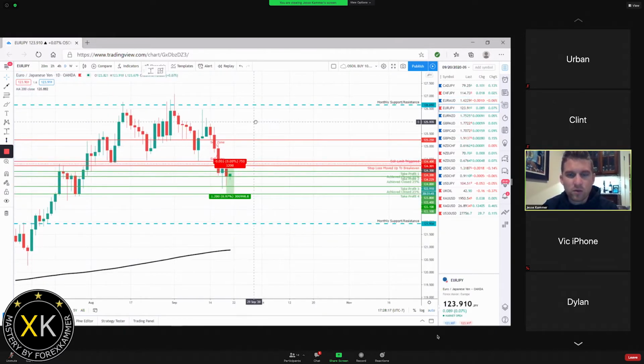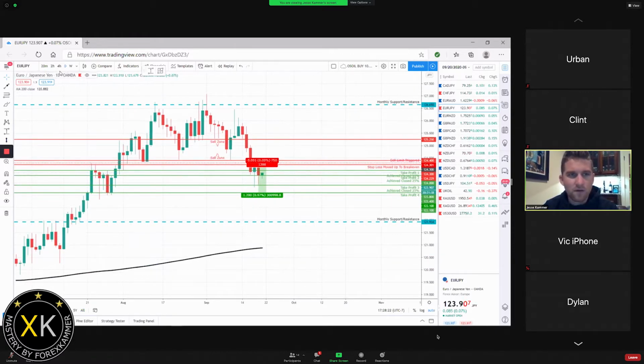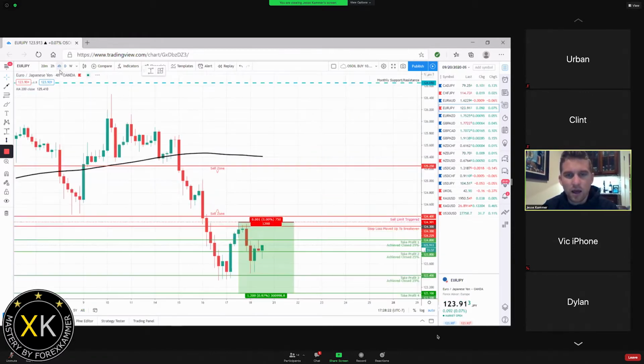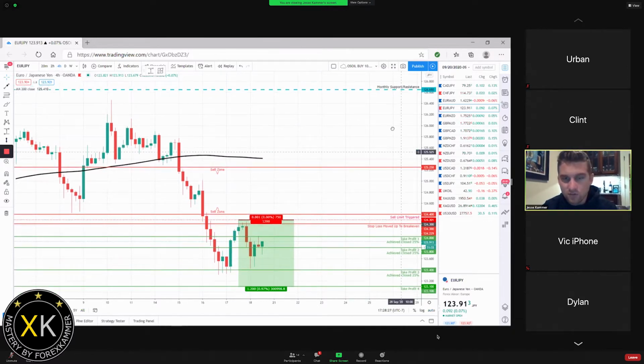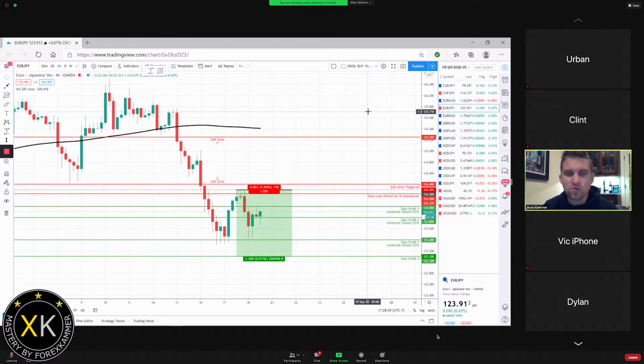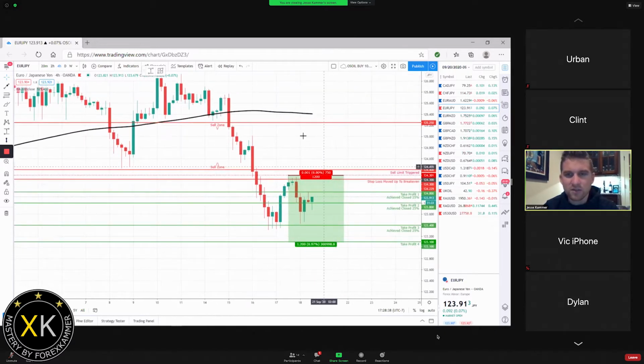Euro JPY, we were in this trade for a quick scalp. I had added a take profit 4, and now I've added a sell zone. So if you are still currently in this trade and you are in profit, I would be closing it out completely, because I think on Euro JPY we're going to see a retracement up into my sell zone.